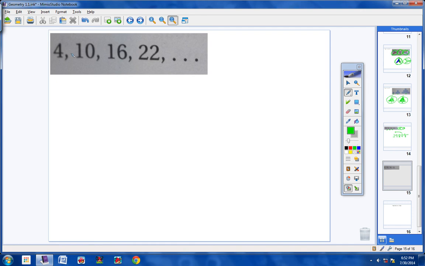All right, now from 4 to 10, well, we added 6. From 10 to 16, we added 6. And from 16 to 22 we added 6. So if I'm evaluating this pattern correctly, we're just adding 6 over and over. So 22 plus 6 would be 28, and 28 plus 6 would be 34.